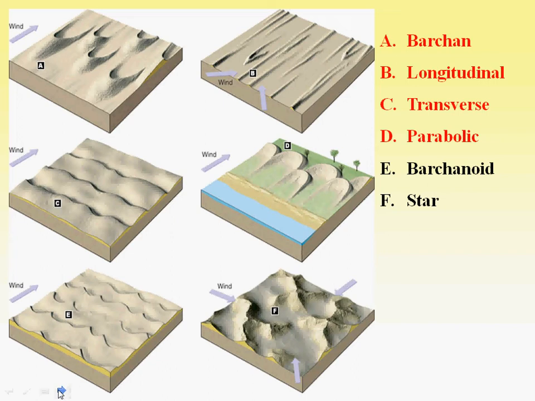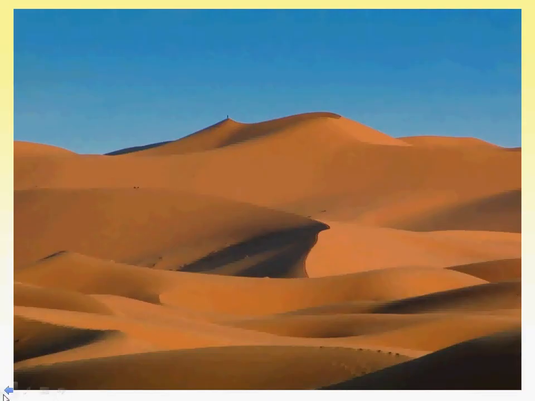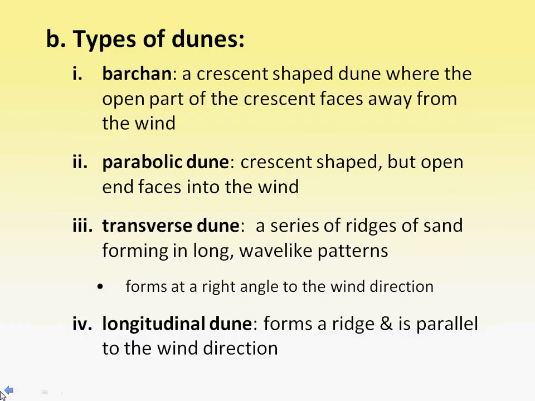And then longitudinal. What's the word long? L-O-N-G. Should be longitudinal. Longitudinal, it's going parallel. Makes sense. So we have Barchan, which is crescent shape backward. Parabolic, crescent shape forward. Transverse, 90-degree angle. Longitudinal, parallel. What do you think? Everybody good here? I'll show you longitudinal. Longitudinal. Letter B.